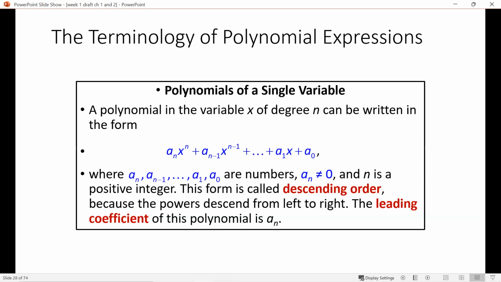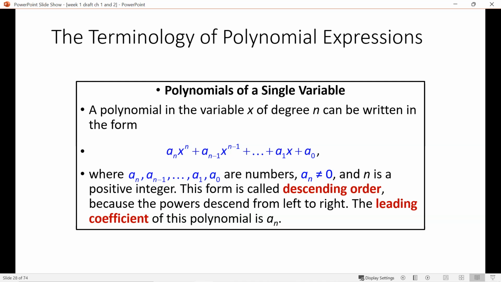So, polynomials with a single variable. A polynomial in the variable x of degree n can be written in the form where all those with the subscripts are the different coefficients, and x is raised to the highest power n, and then a bunch of lower powers of x, basically.